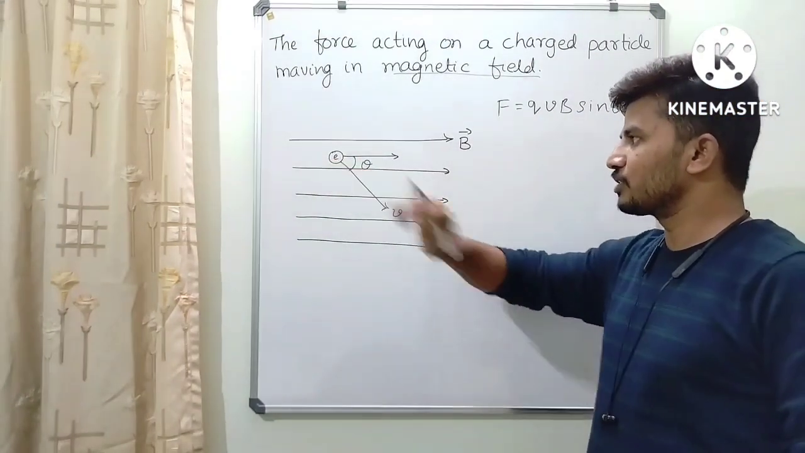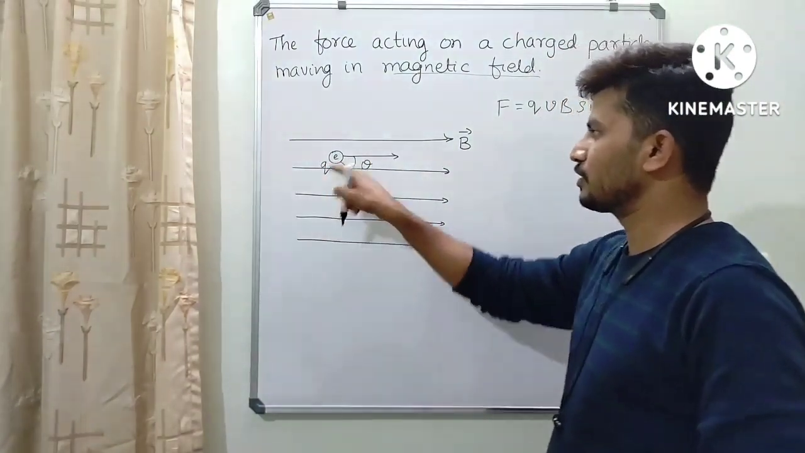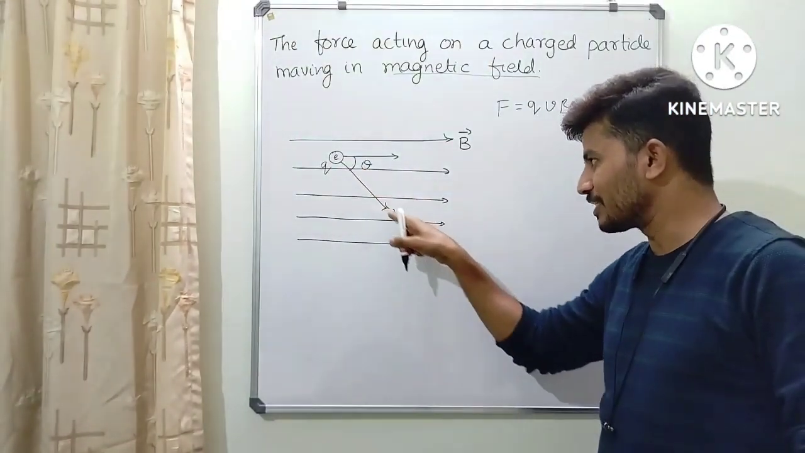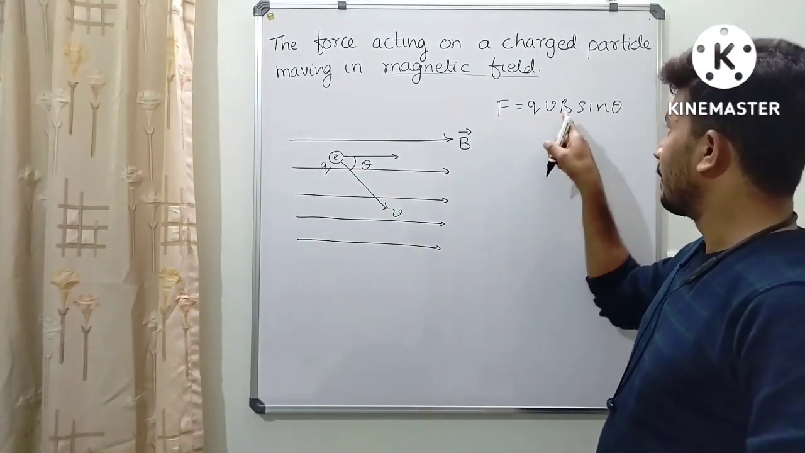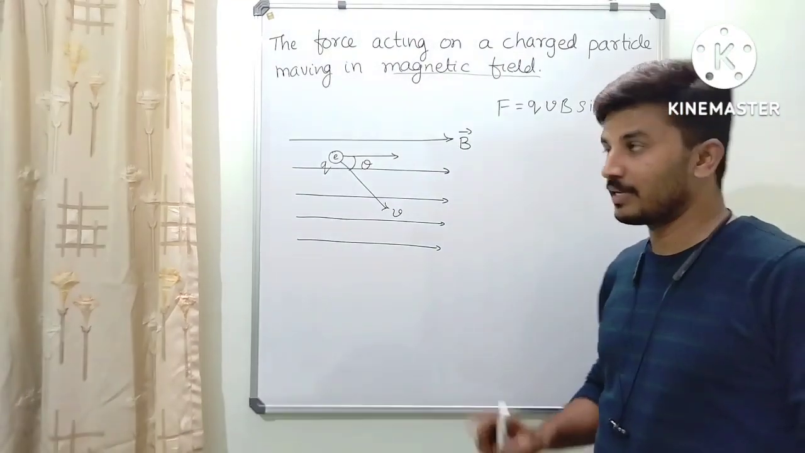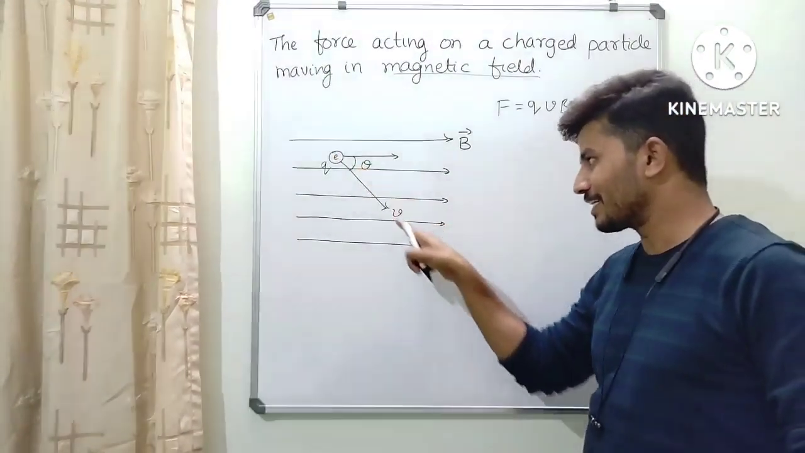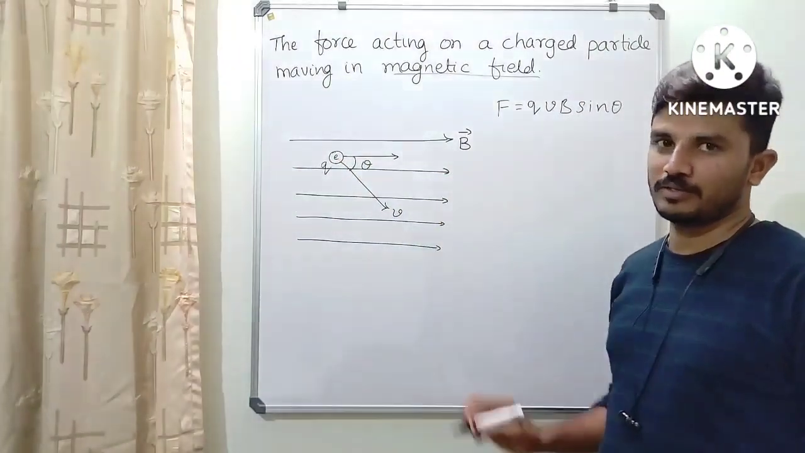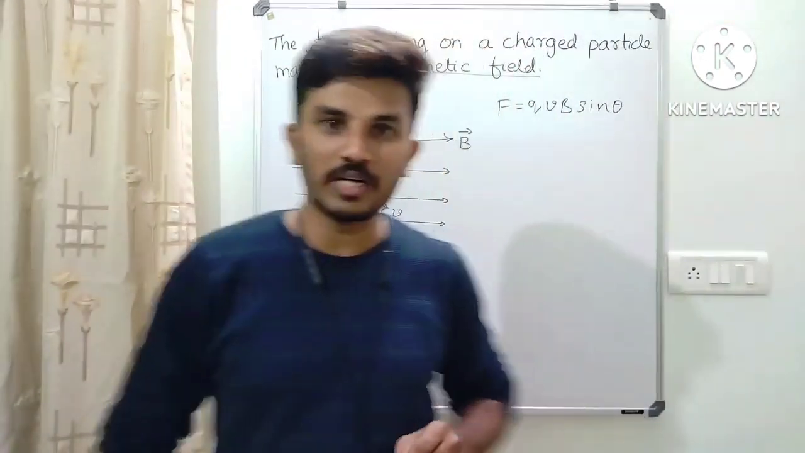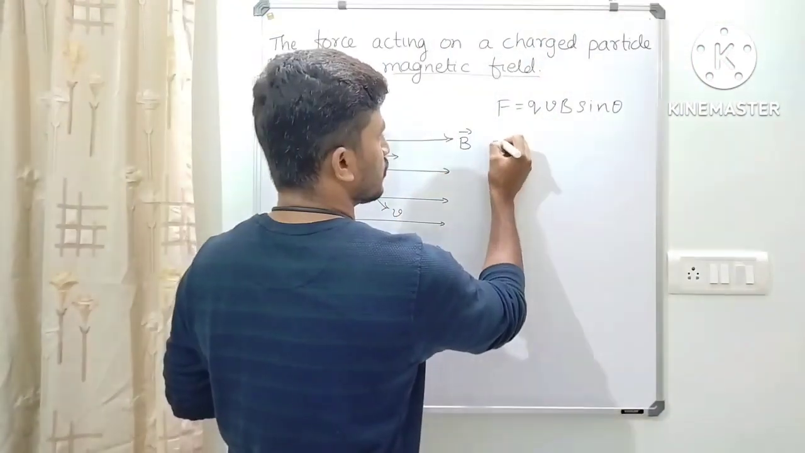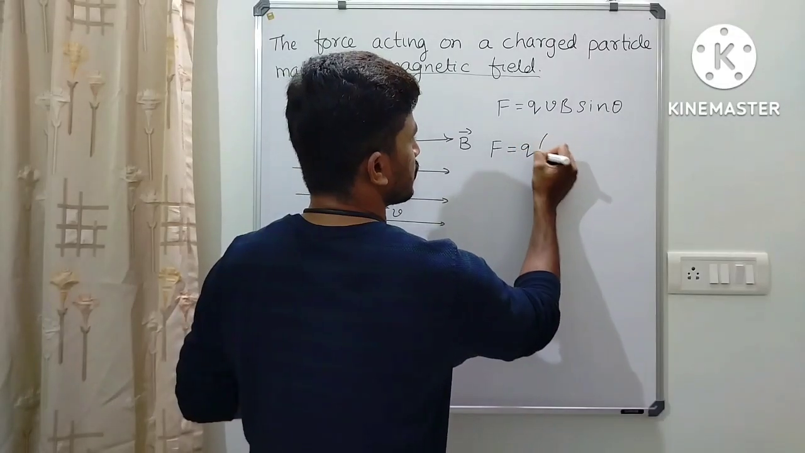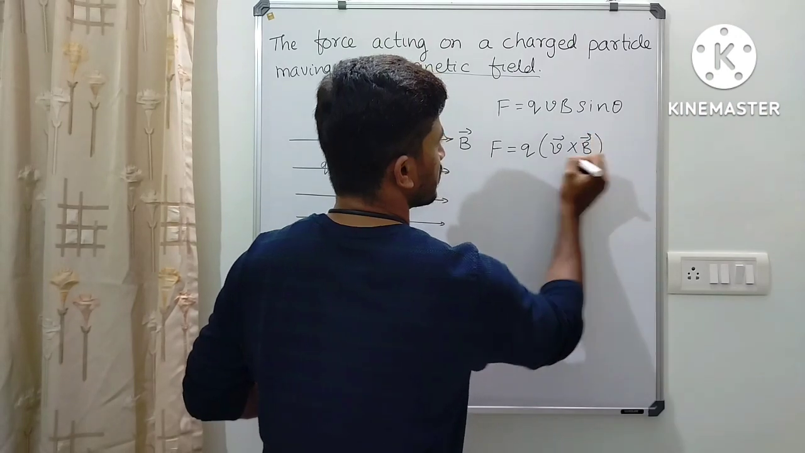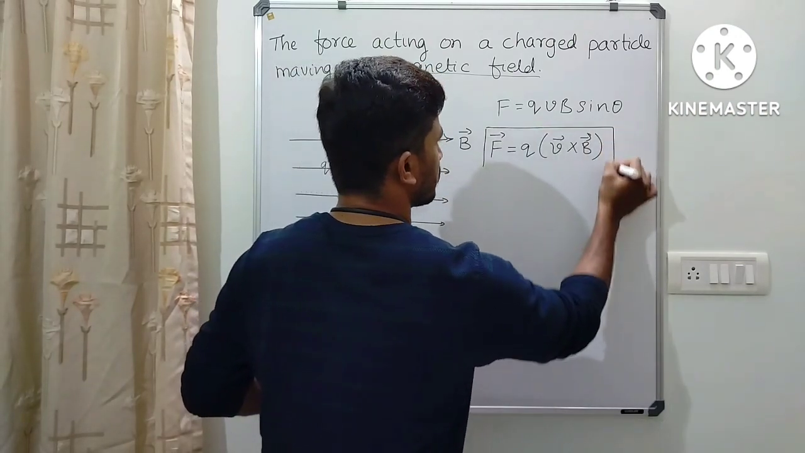Q is charge of the charged particle. Then V, velocity with which it is moving. B, magnetic field strength. Theta is the angle between direction of charged particle in which it is moving and direction of magnetic field. In vector form, we can also write this as F is equal to charge into V cross B.